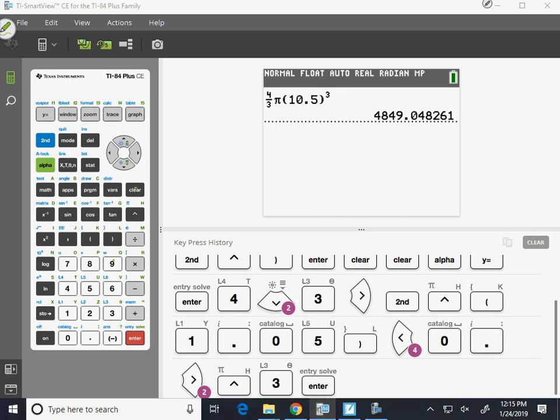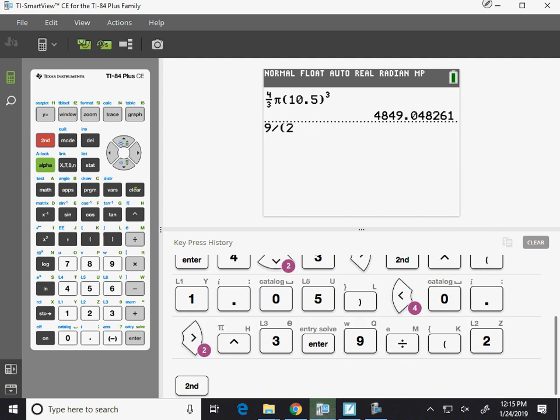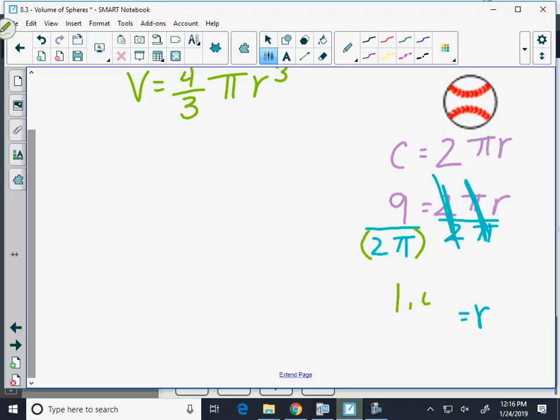So you have to do 9 divided by 2 pi. And we get about what as our radius? 1.4. About 1.4. So our radius is about 1.4.